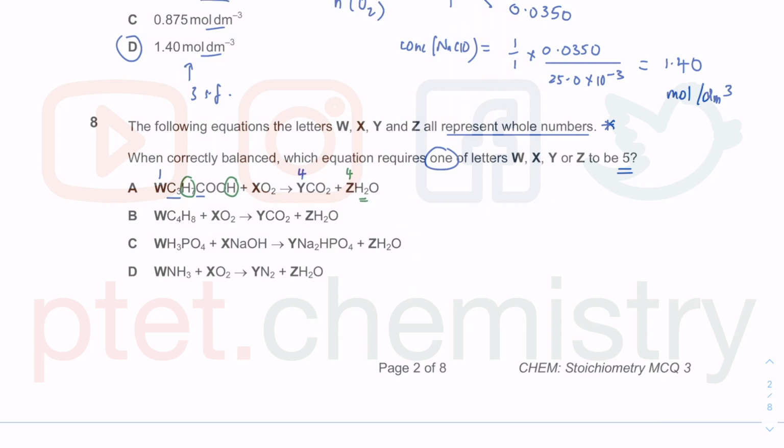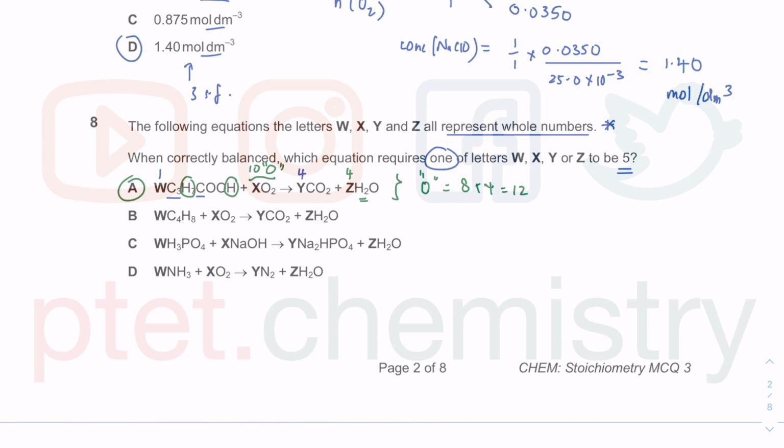So now looking at the oxygen, the number of oxygen atoms on the right will be 4 times 2 is 8, and 4 times 1 is 4. So 8 plus 4 equal to 12 oxygen. I have 2 oxygen there, if multiplied by 1, there's 2 oxygen. 12 minus 2 will give me 10 oxygen. So I will need 10 oxygen. And if I want 10 oxygen here, that means my X must be 5. So one of the letters is 5. I already got the answer. I do not need to do the rest.